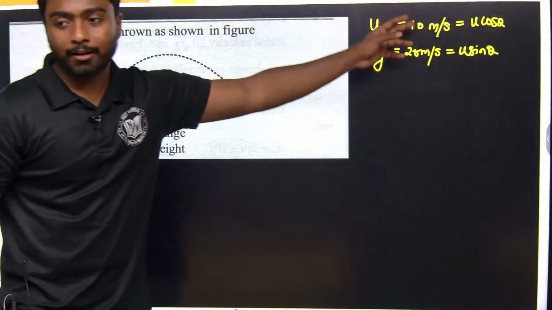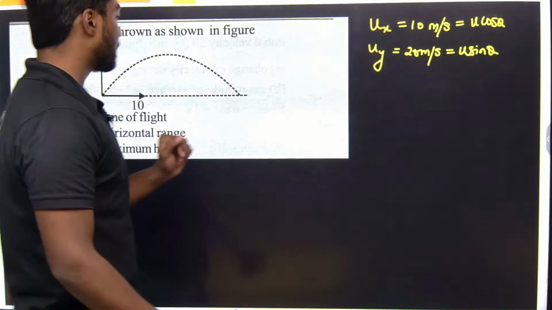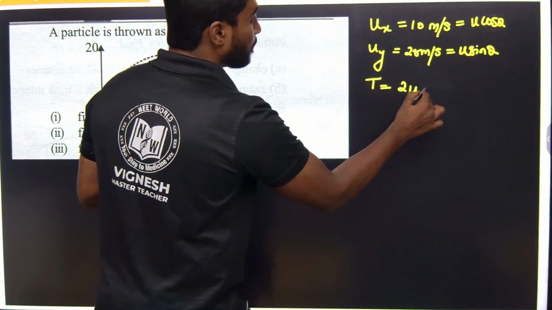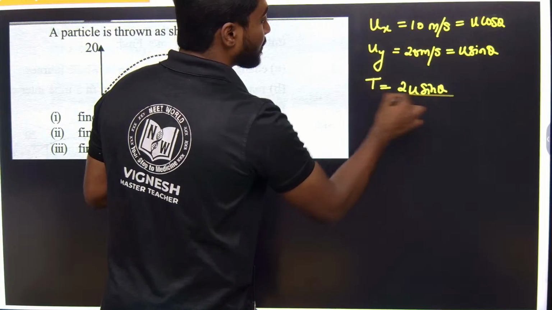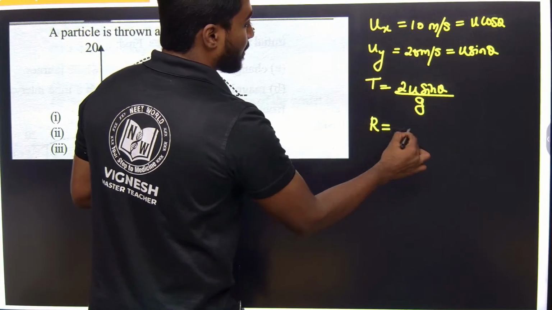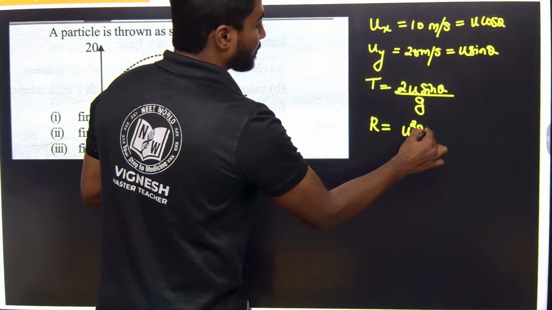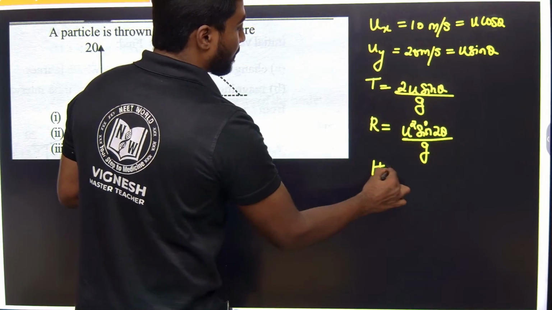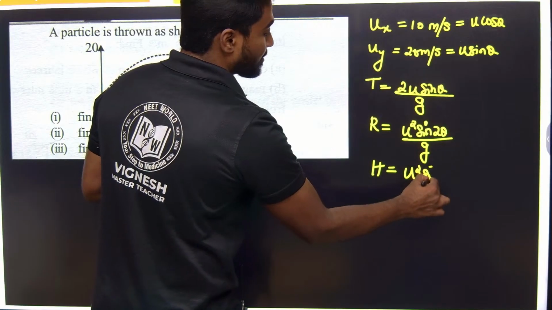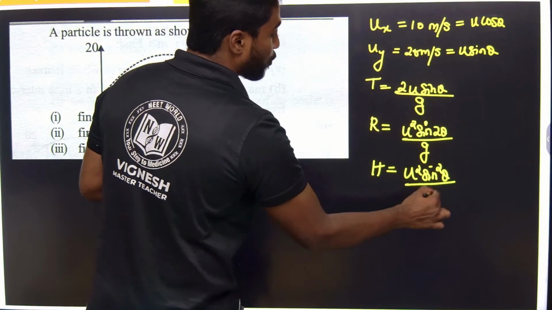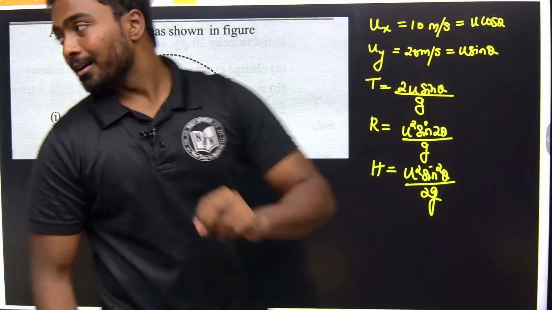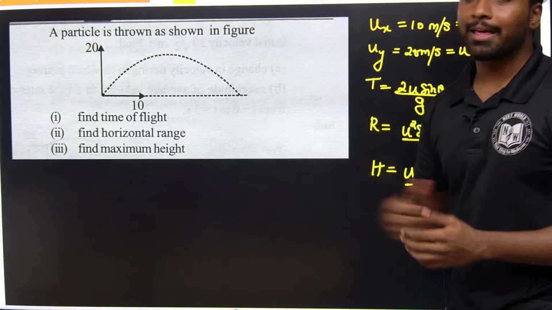They have given directly 10 meter per second and 20 meter per second. The time of flight formula is 2u sin theta by g. Range formula is u square sin 2 theta by g. Height formula is u square sin square theta by 2g. So I have given everything here. The only thing you need to do is the calculation part and give me the answer.